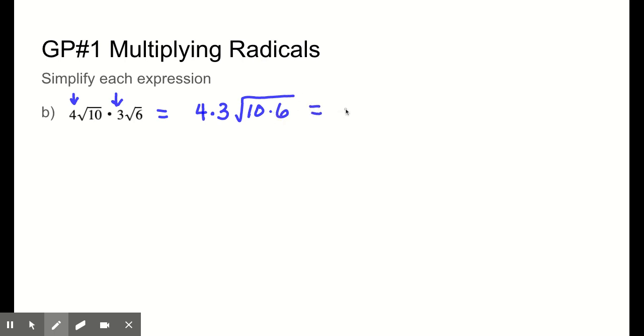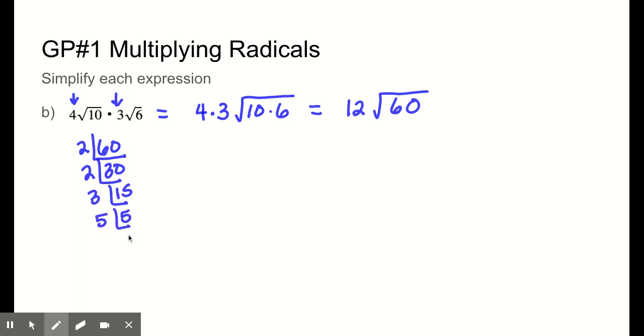So we simplify this. 4 times 3 is going to give us 12. And 10 times 6 is going to give us 60. So from here, we're now going to simplify the square root of 60. So we're going to cake it. That will be 2 and 30, 2 and 15, 3 and 5, and 5 and 1. We have a pair of 2's, a leftover 3, and a leftover 5.